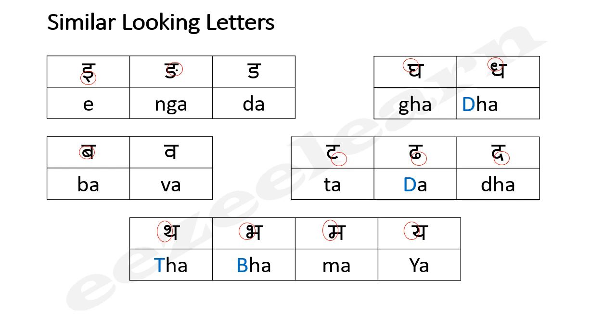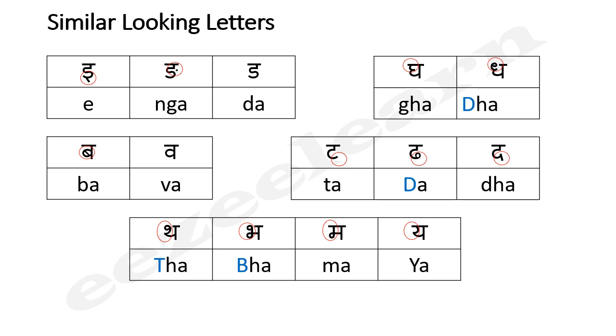So the first group is basically E, Nga and Da. There is a S common to all of these letters. There is a slight extension in the E. There is a dot in the Nga and it is very plain in Da.